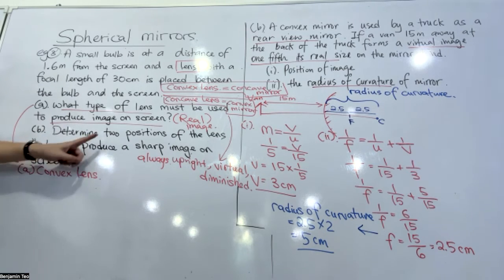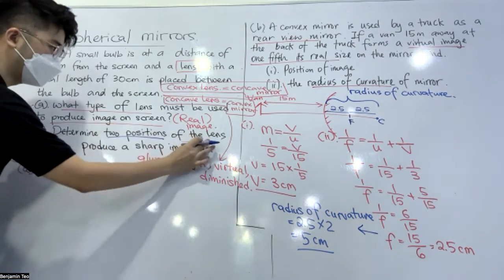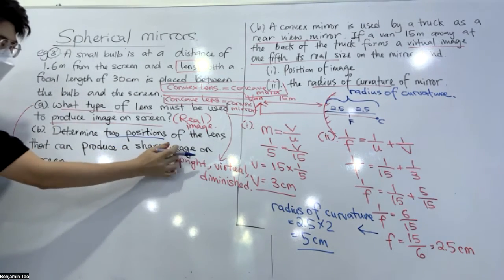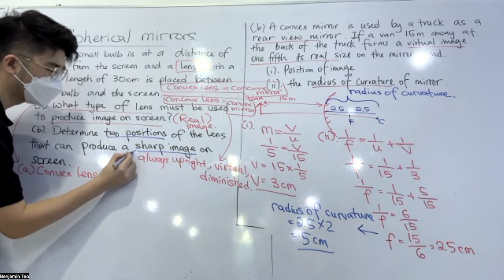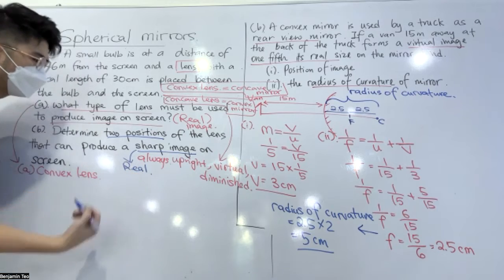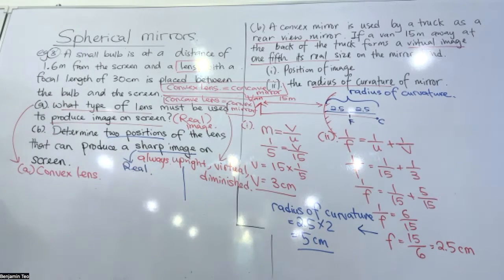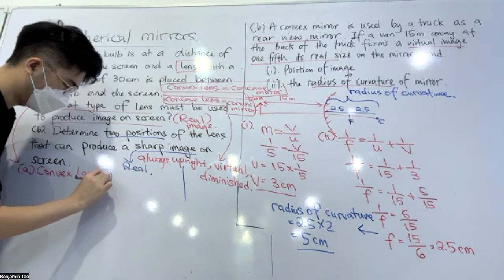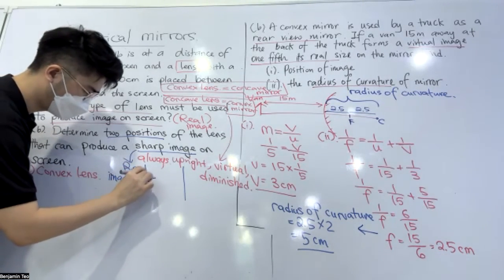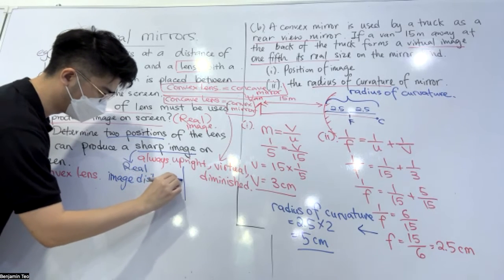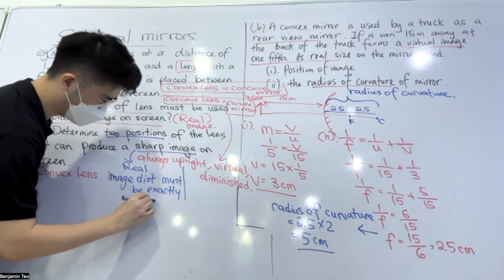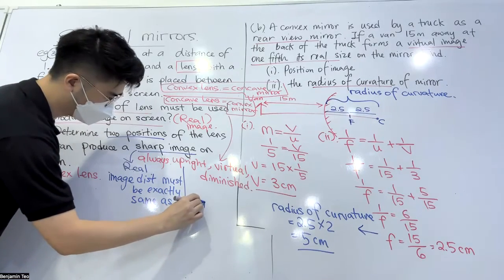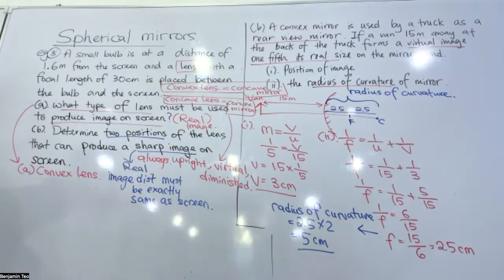Determine the position, okay, two positions of the lens that can produce a sharp image. First, let's understand what is a sharp image. First it must be real. If it is not real, how do you produce it on the screen? Okay, so it must be a real image. Number two, image distance must be exactly on screen. Exactly same as screen. Okay, what does it mean? Like this. We sketch out.